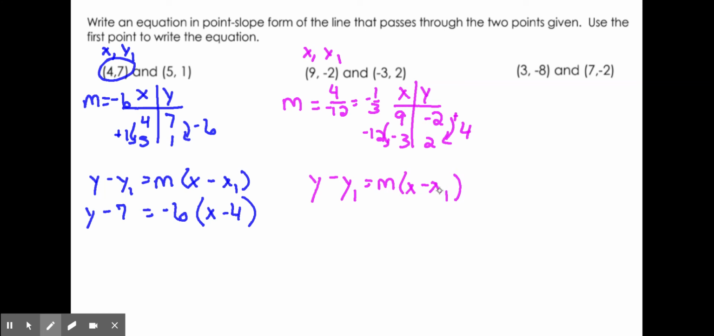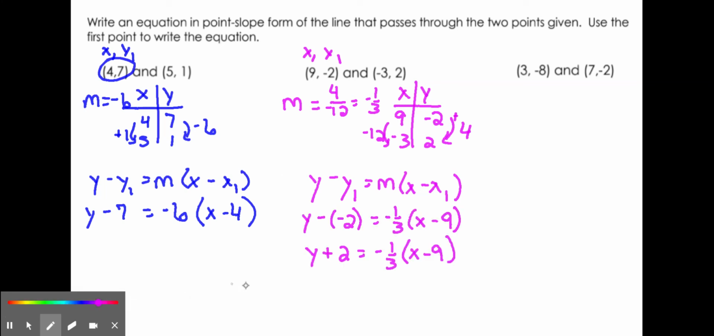I want you to plug that in and tell me what the equation of this line is in point slope form. Okay, I got y plus 2 equals -1/3 times x minus 9. Since I'm subtracting this -2, it became plus. Since I'm subtracting 9, it looks like x minus 9. All right, one more set of points.